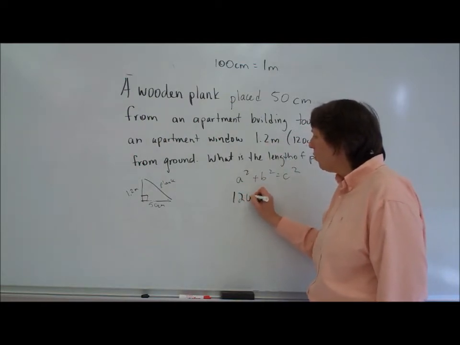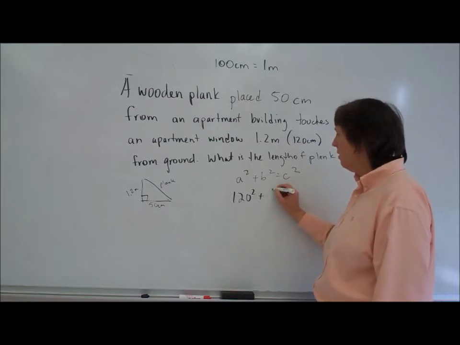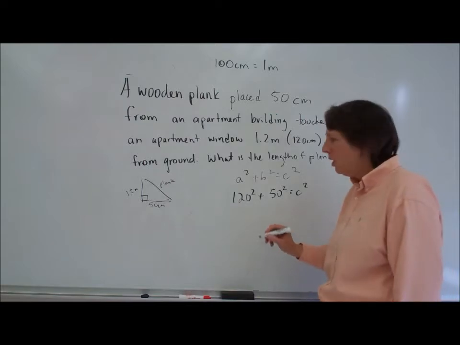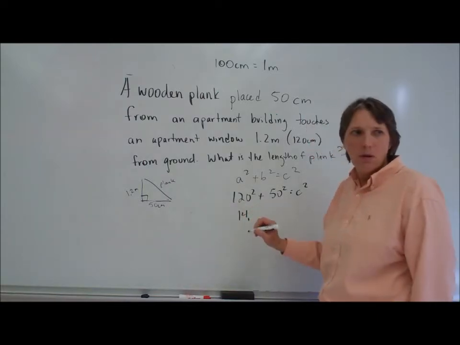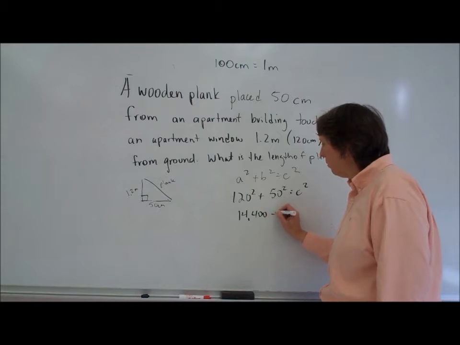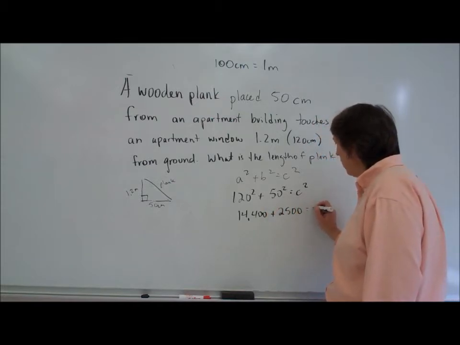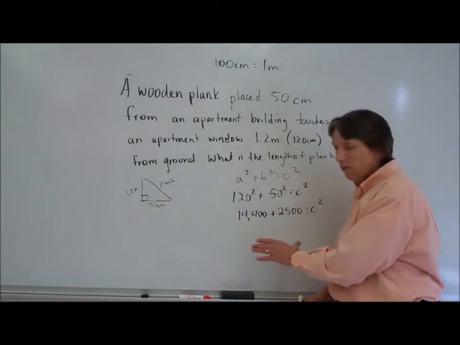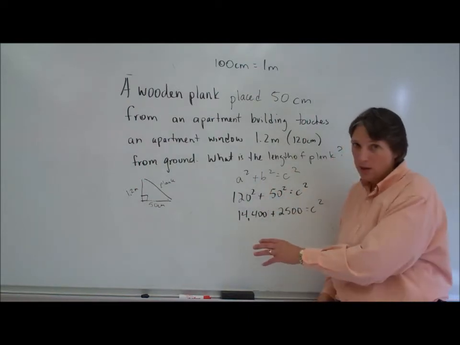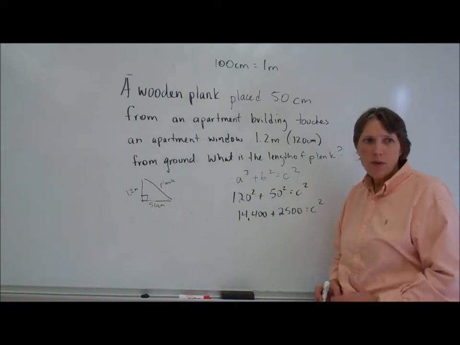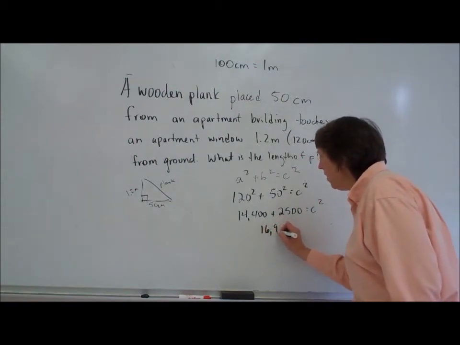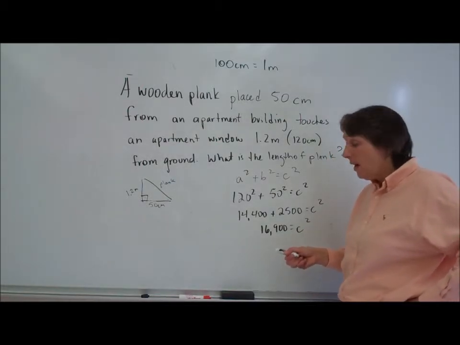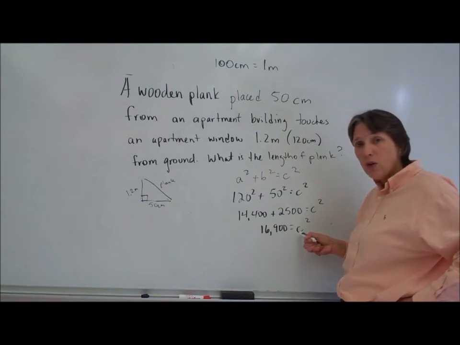So I'm going to say 120 squared plus 50 squared equals c squared. So 120 squared is 14,400 plus 2,500 equals c squared. Now I'm just doing my steps, but notice how I'm showing my work in vertical steps, organized. Okay? My next step is going to be 16,900 equals c squared.